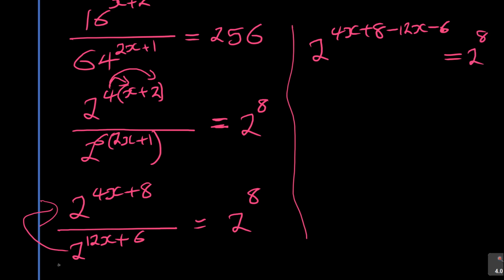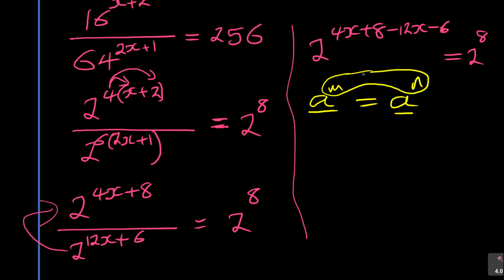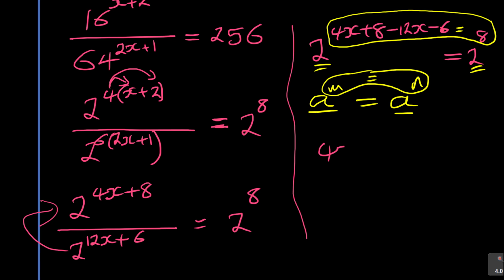Then when it's like this, there is a rule which says if I give you a to the power of m is equal to a to the power of n, if the bases are the same, then you can equate this. It means m is equal to n also. So here my bases are the same, then I can equate this. It means this side is equal to that side, meaning I can come back here and say 4x, you can bring in like terms, minus 12x plus 8 minus 6 is equal to 8.